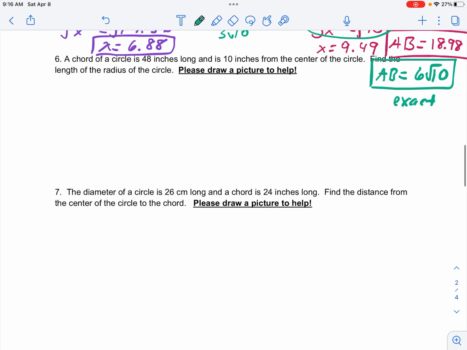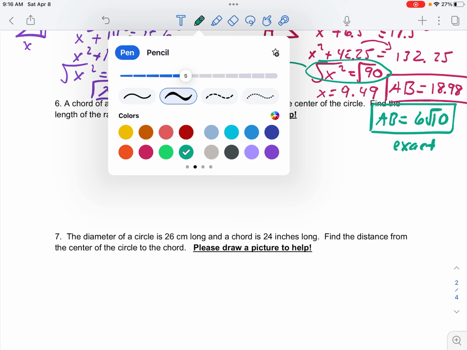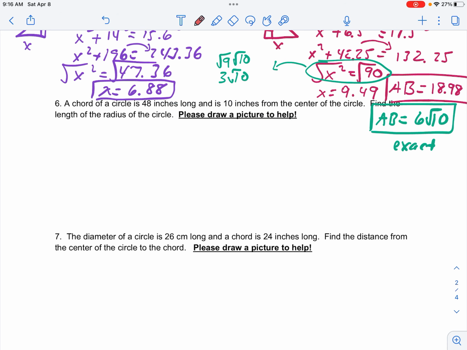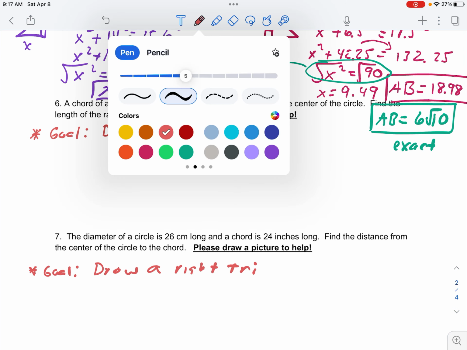Okay, so on this page we have 2 more problems, and these are word problems of which the picture is very helpful. Before we start both of these, something that I'm going to write for both problems: your goal for these problems is to draw a right triangle somehow, because if you have a right triangle, then you can use the Pythagorean theorem. So for both of these problems, I'm going to write that the goal is to eventually draw a right triangle somehow. So let's draw and see.